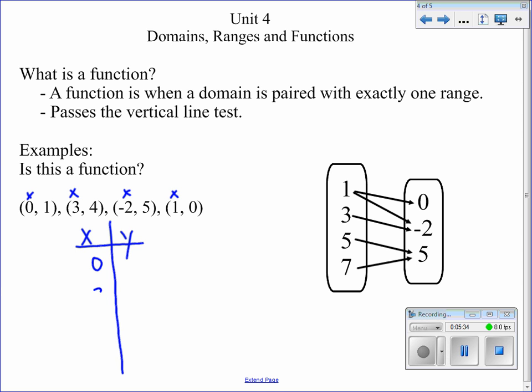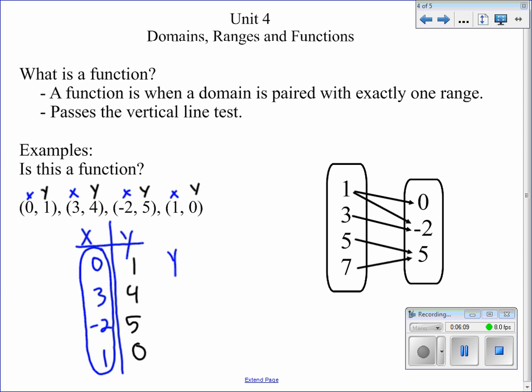And we're going to have 0, 3, -2, 1. And then all my y's on the right side: 1, 4, 5, and 0. And then looking for repeats in the domains. Remember, domains are the x's. So look right here. If there are no repeats, meaning any numbers here that are written more than once, then we're going to call that a function. So yes, these are an example of a function.